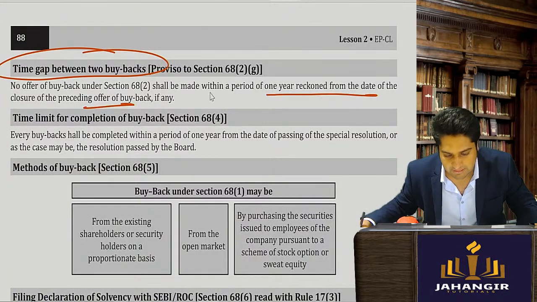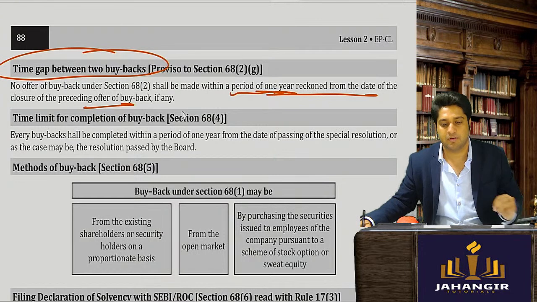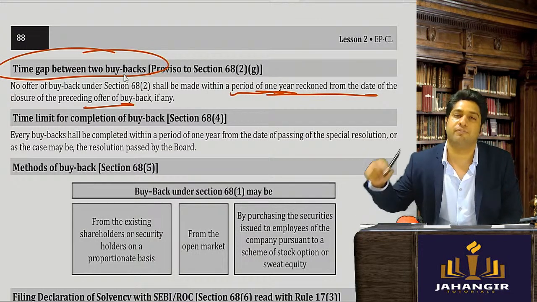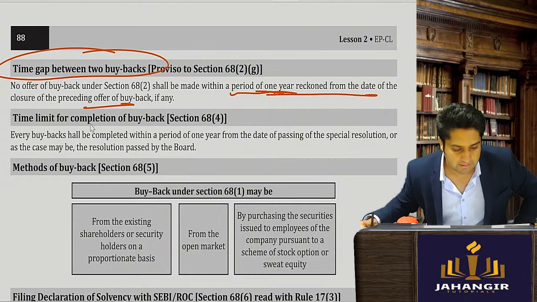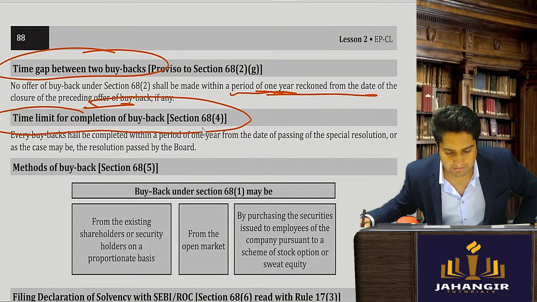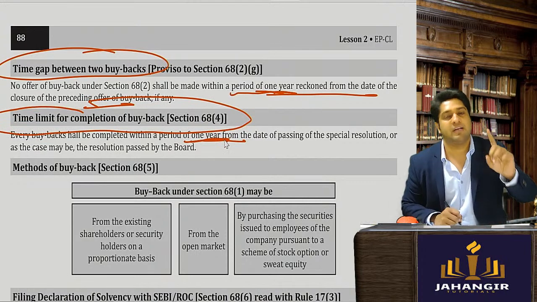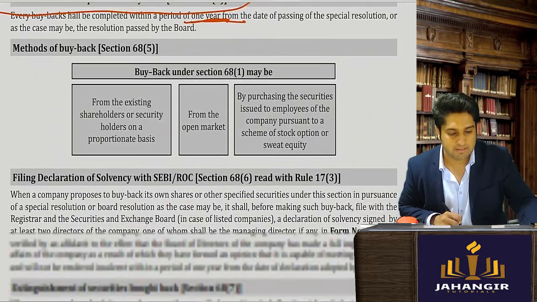No buyback shall be made within a period of 1 year reckoned. So if a buyback has been completed today, for the next 1 year you cannot do a buyback. The time limit to complete the buyback is again 1 year. So within 1 year the entire buyback should be completed.